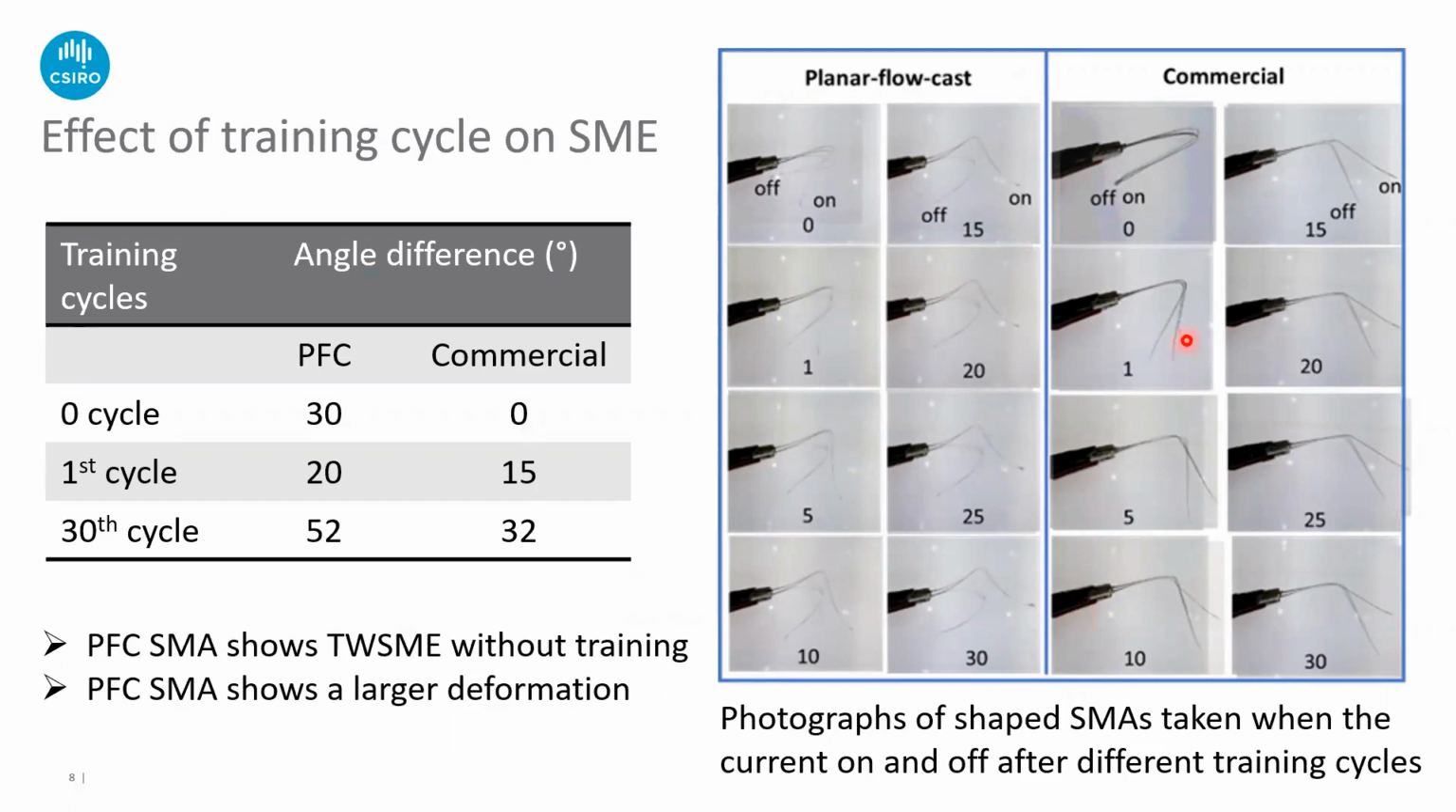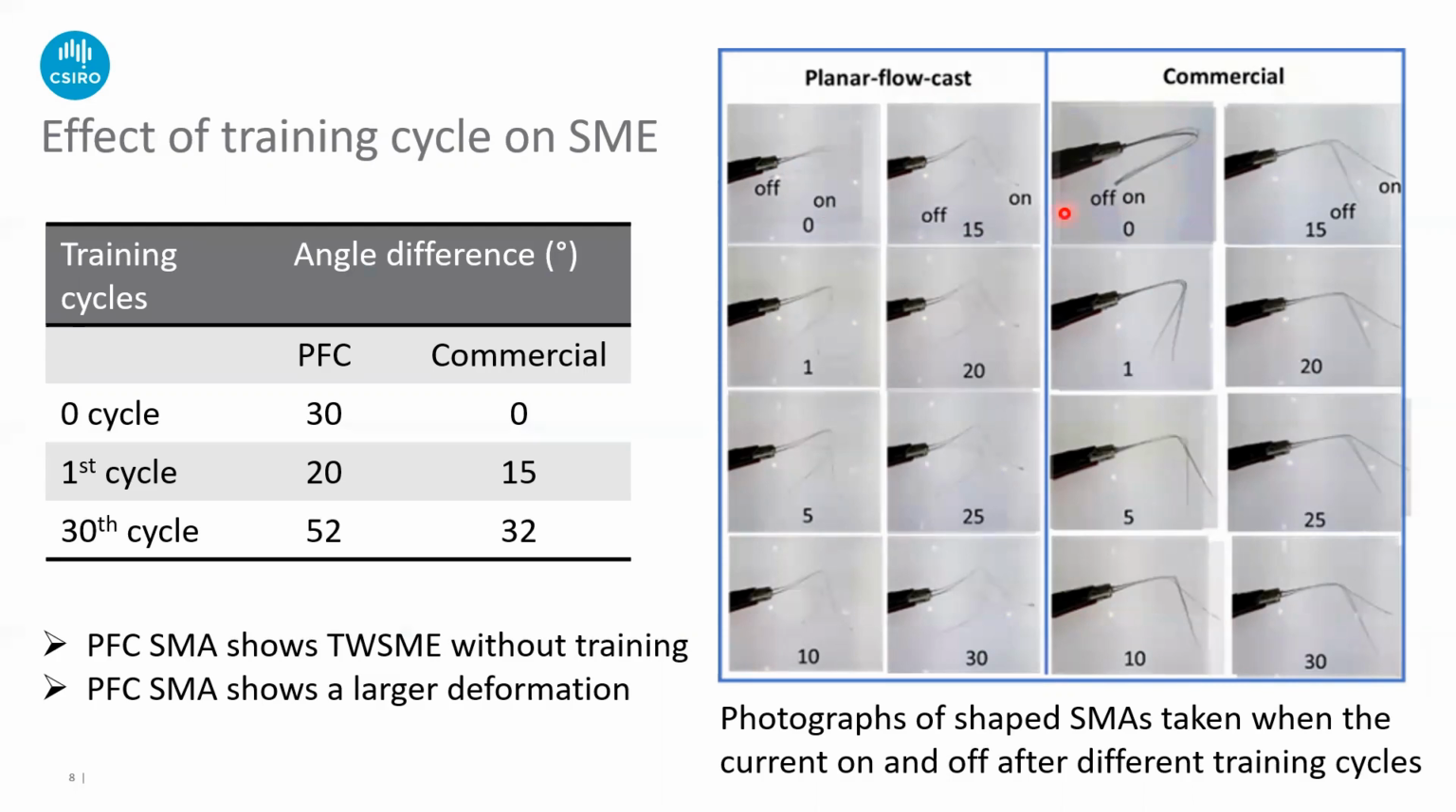And we can see here is the planar forecast material and this is the commercial one. We have the material with the current on and the current off, and we can see the angle difference between these two states. For the planar forecast material, without any training cycle, it can have a 30-degree difference between these two angles. But for the commercial one, there is no change when the current is on or off.